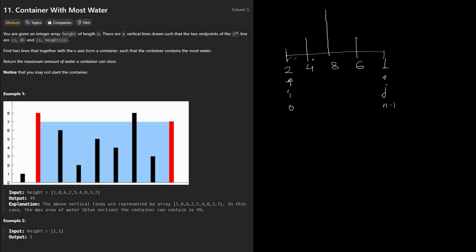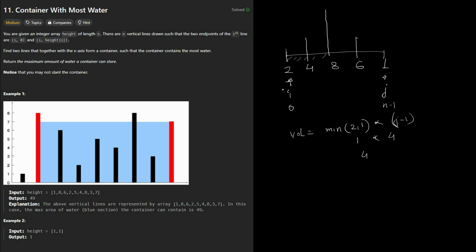So if I have to calculate it, the volume would be the minimum of 2 or 1, multiplied by j minus i. In that case, 1 multiplied by, so j right now is 4. So the volume would be 4 in the first case.